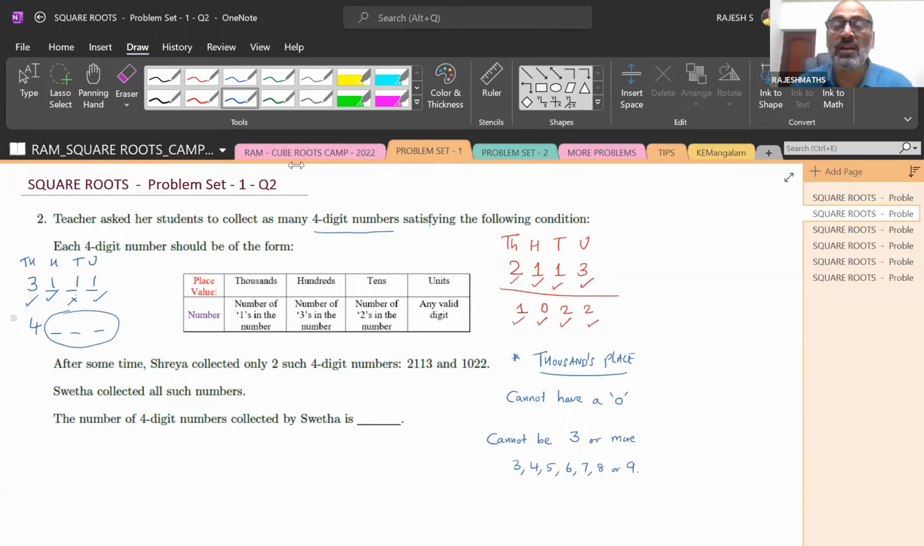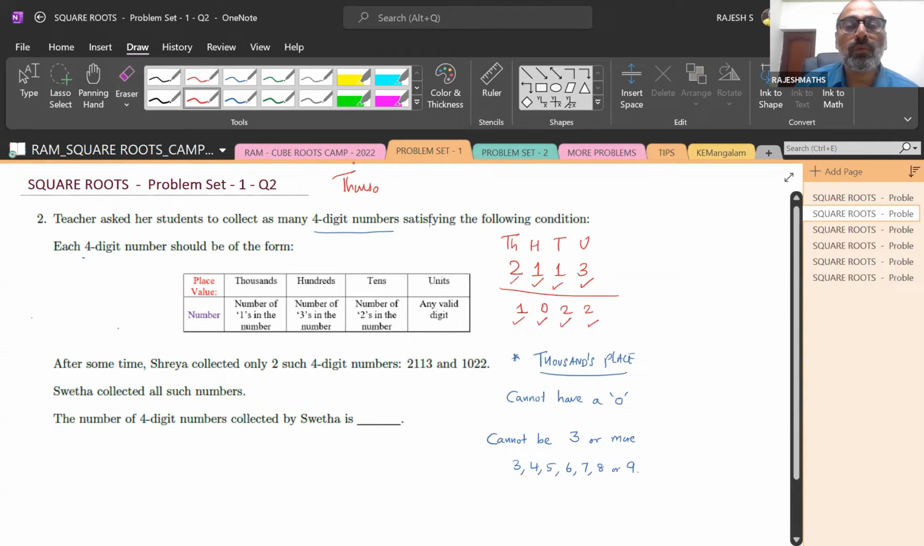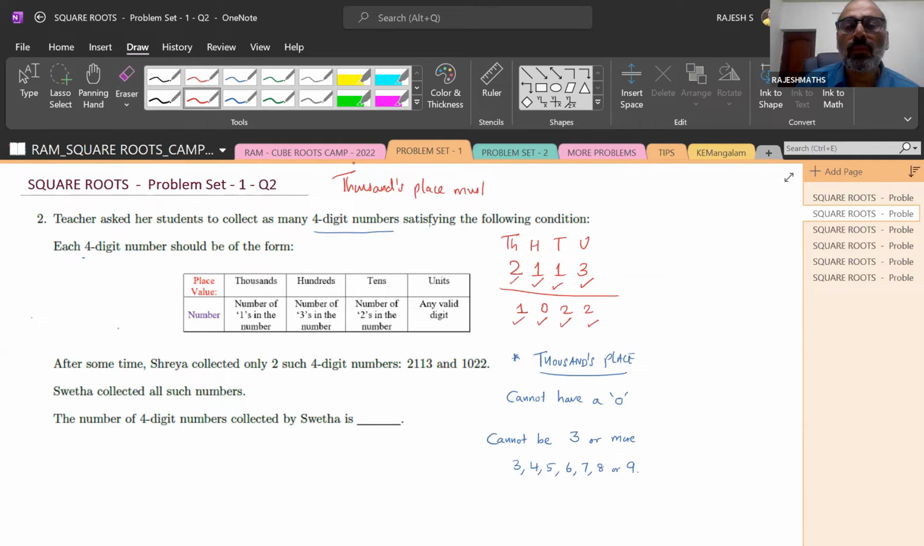Therefore, the start digit cannot be 0, and it cannot be 3 or more. So what are the digits left out? 1 or 2. That is the first thing that you may have to do. Therefore, the thousands place must be 1 or 2 only.